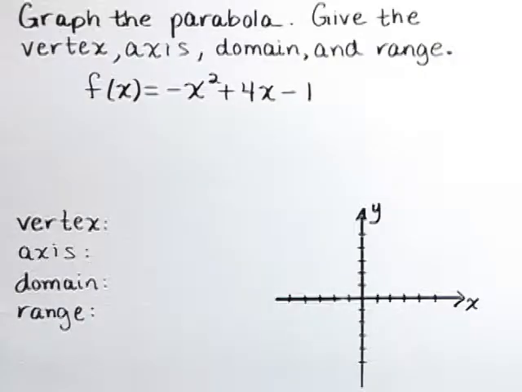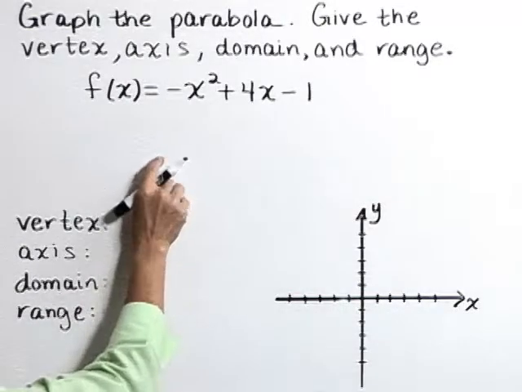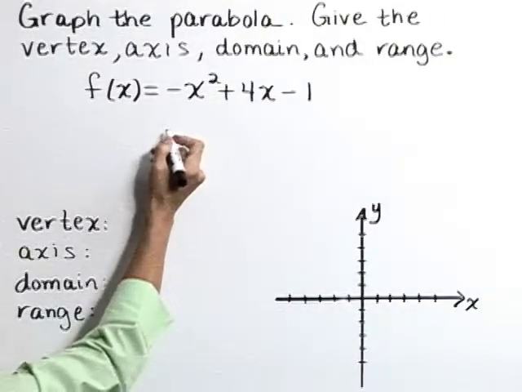Graph the parabola, give the vertex, axis, domain, and range. Here we have a function f of x is equal to negative x squared plus 4x minus 1. Let's start by making note that, yes, this is indeed a parabola.